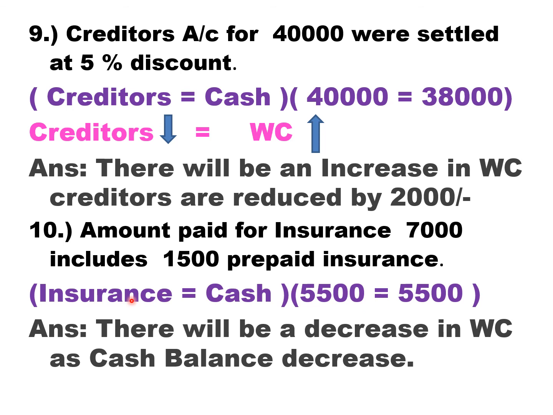So insurance is an expense. Cash is a current asset. When you pay, cash goes out. So there will be a decrease in working capital as cash balance decreases. 1,500 prepaid insurance, ignore, because prepaid is a current asset. You pay by cash, current asset, current asset, 1,500 will not affect working capital. So you should look only into the remaining 5,500. Students, any doubts, feel free to contact me. Thank you.